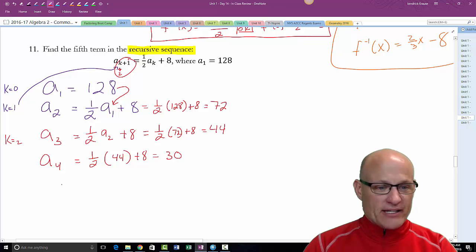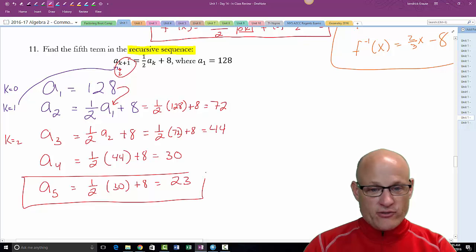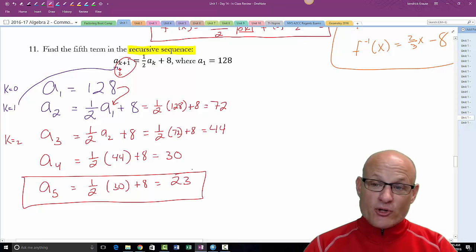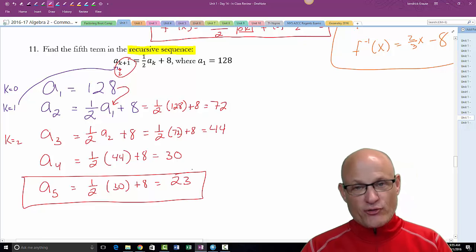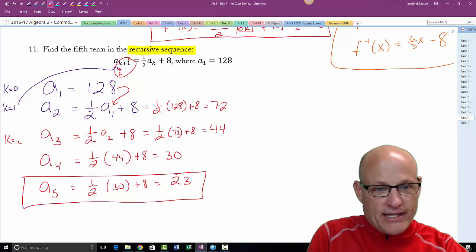And then finally, we get a sub 5, which is the fifth term of our sequence, which is 1/2 of 30 plus 8. Half of 30 is 15 plus 8 is 23. So there is your answer to the recursive sequence. And it's not that bad. You're just using the previous term to generate the next term. All right, moving on, kiddies.